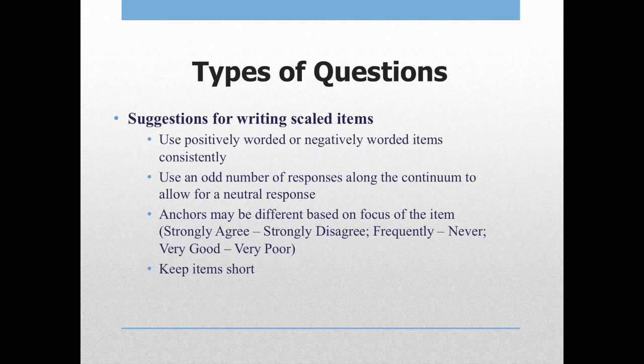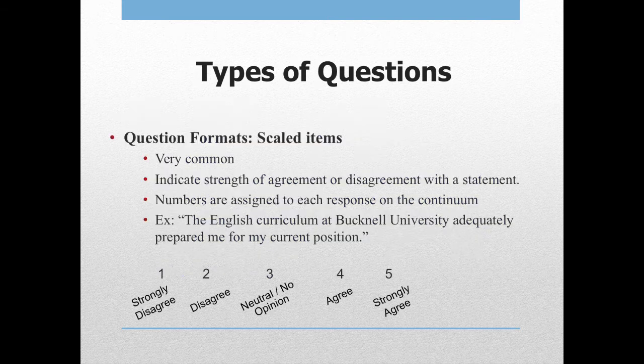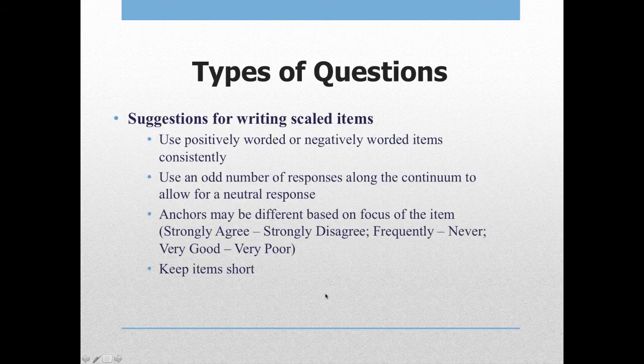Here's another tip that people do wrong all the time. They will ask a question, for example, "Does the English curriculum at Bucknell University adequately prepare you for your current position?" And then you would have strongly agree. And that makes no sense, right? Because you can't strongly agree or disagree with a question. So whenever you write these items for your questionnaire, you need to write this part of it as a statement. So: this English curriculum prepared me for my current position. That's a statement, and then I can respond to it with one of these options. All right, let's move on.